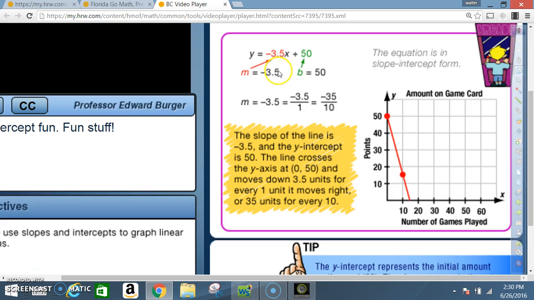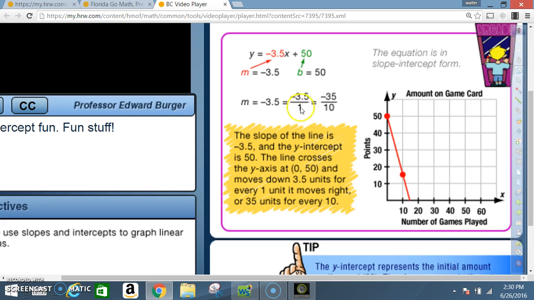Rise over the run. So negative 3.5 is our rise, and there's no number that we see on the bottom, so we know that's going to be the run, and it's going to be 1. So m is equal to a negative 3.5, which is equal to a negative 3.5 over 1.